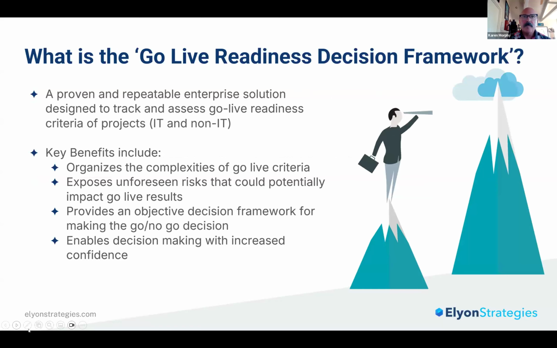So the framework that Elion built is really a standard process for organizing your go live criteria. We have pre-built criteria based on hundreds of actual projects. Ray's going to provide a visual that can show you how the framework is structured. And the real benefit of this framework is having a real structured process for discovery of new criteria, defining the criteria, assessing the risk of those criteria.